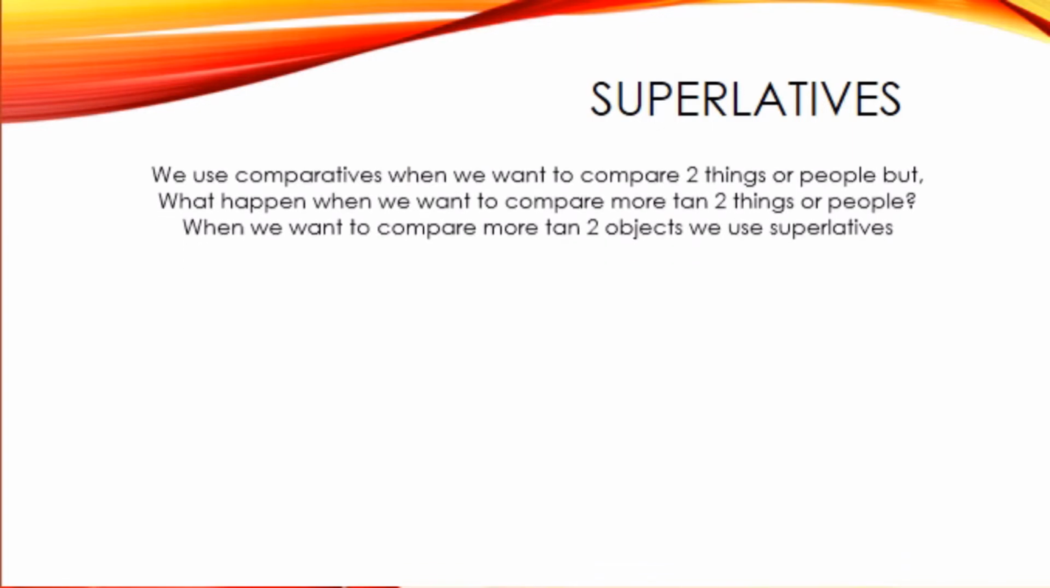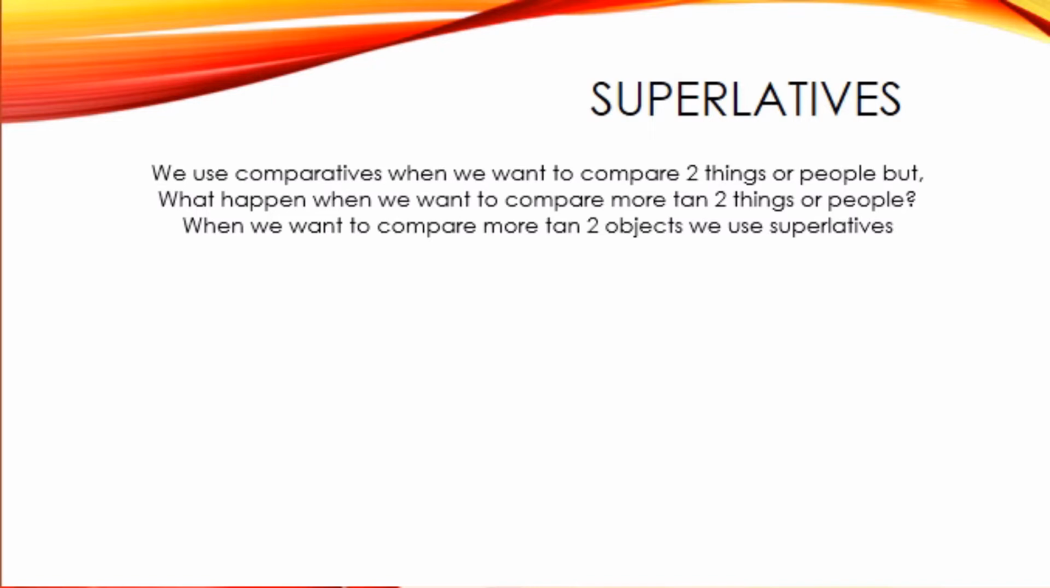We have learned about comparatives, and we know that we use comparatives when we want to compare two things or people. But what happens when we want to compare more than two things or people? When we want to compare more than two objects, we use superlatives.